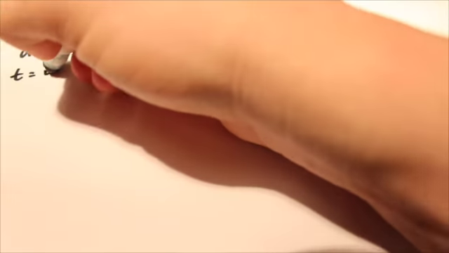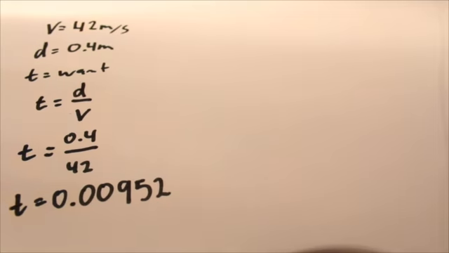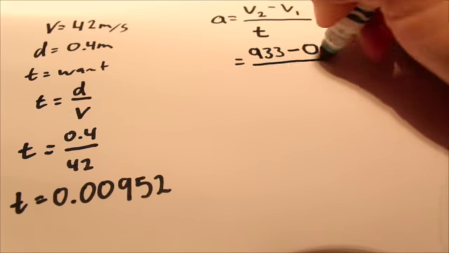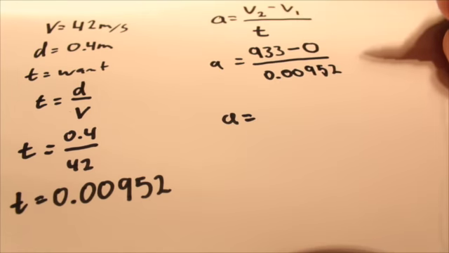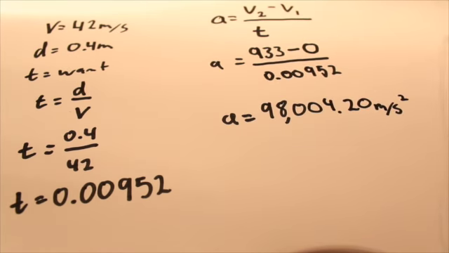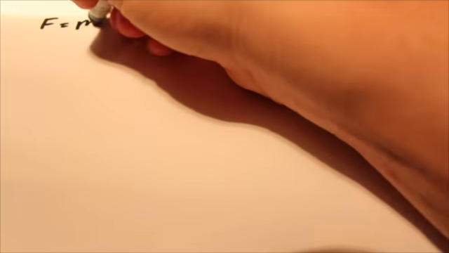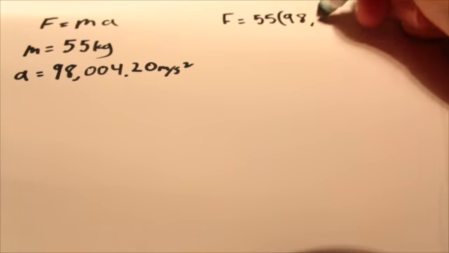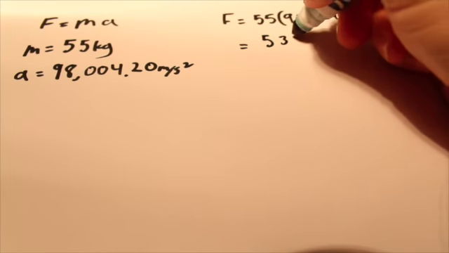Given the velocity and the width of Trinity's body, we can calculate the time it takes for Neo to accelerate her to his speed, which is 993 meters per second. Given that, we can find her acceleration, and that is 98,004 meters per second squared. Given Trinity's mass and acceleration, we can calculate the amount of force that Neo applies to her body as she accelerates to his speed.